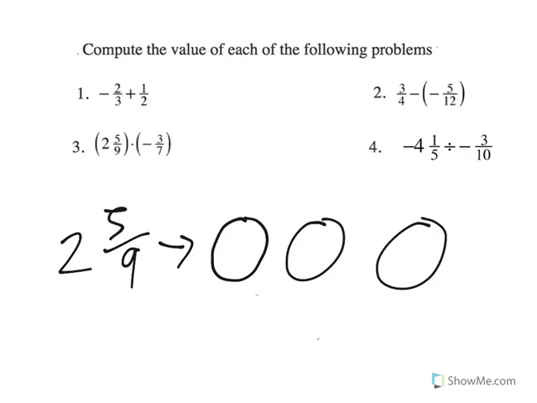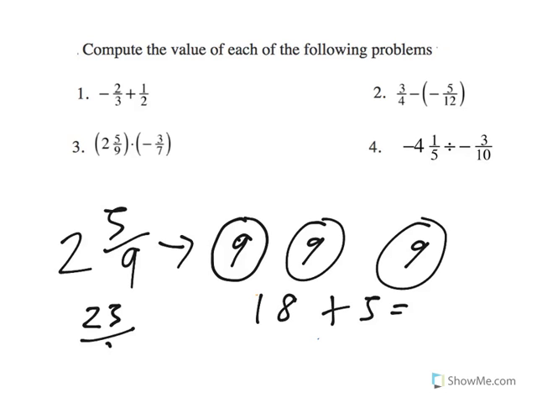Now, that means each pizza is split into how many pieces? Each pizza is split into 9 pieces, correct? So two full pizzas of 9 pieces is 18, correct? 18 plus 5, which is what? What's 18 plus 5? 23. So basically you have 23 over 9.